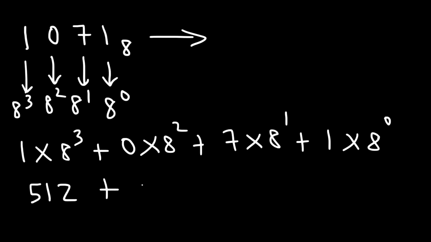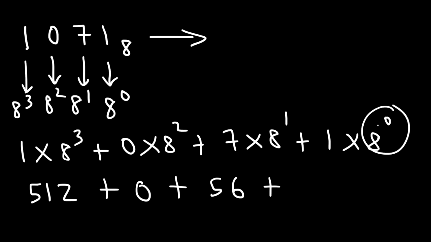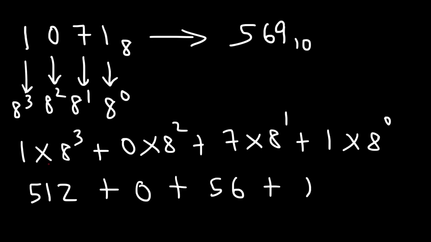0 times 8 squared is 0. 7 times 8 is 56. And 8 to the 0 power is 1. So 1 times 1 is 1. So we have 512 plus 56 plus 1. And that's going to be 569 in the base 10 system. And so that's it for that one.